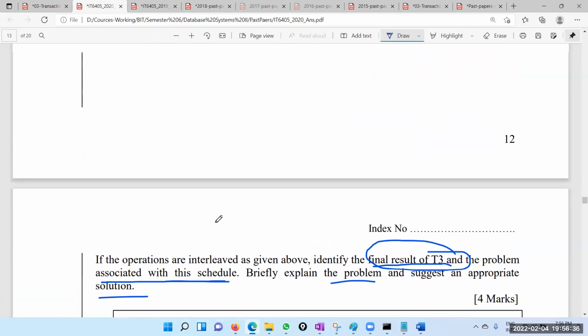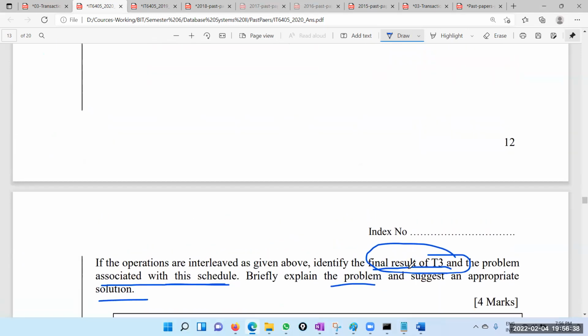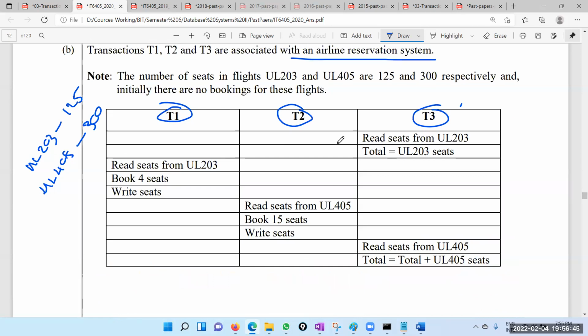If the operations are interleaved as given above, identify the final result of T3. Let's do that one first. Right, final result of T3. Read seats from UL 203. So it will be 125. So therefore your total is now 125, because UL 203 has 125.